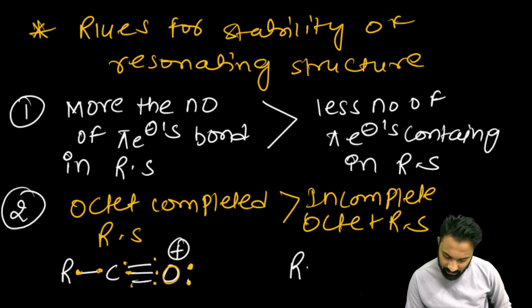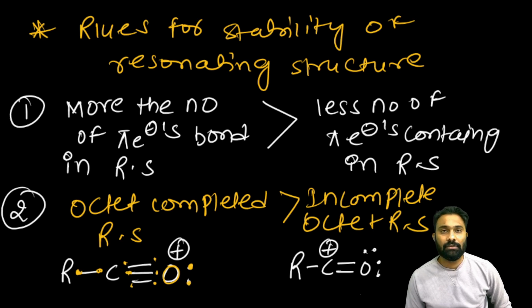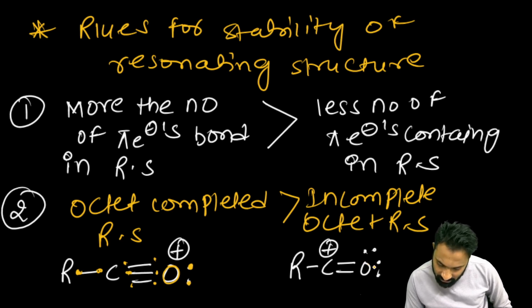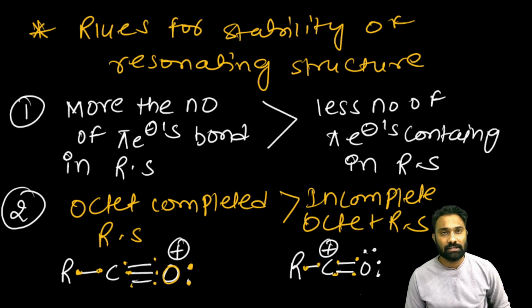So this octet-completing resonating structure is greater than the incomplete resonating structure. What is the incomplete resonating structure? Now you can see oxygen octet has been completed, 2 lone pairs, 4 electrons, and here 5, 6, 7, 8. But the carbon octet has not been completed. Here you can see 1, 2, 3, 4, 5, and this is 6. This is an incomplete resonating structure. Done?